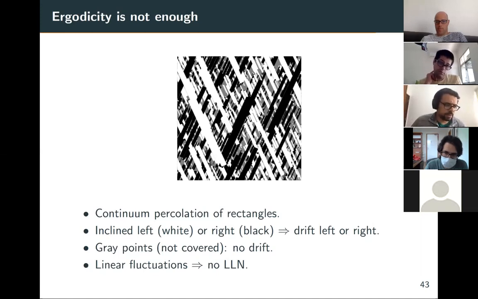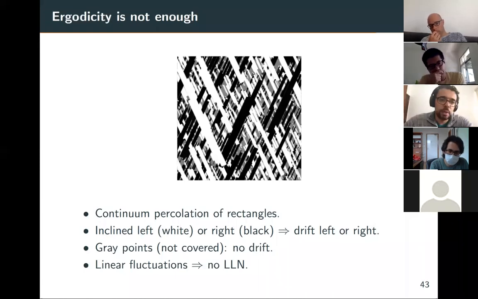And then somehow we need to estimate the rate of decay. The way we did it up to now is not good for conservative particle systems, but anyway, we have a way out of this. So this is the next part of the talk.